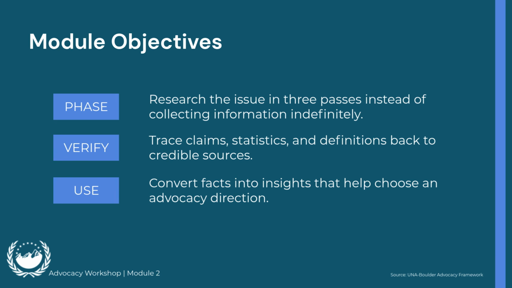By the end of this module, we'll have a shared research process. First, we'll phase research so we don't get stuck in permanent information gathering mode. Second, we'll verify claims before using them publicly. Third, we'll look for strategic insight, the facts, dates, institutions, and community priorities that can help us decide what to do next.